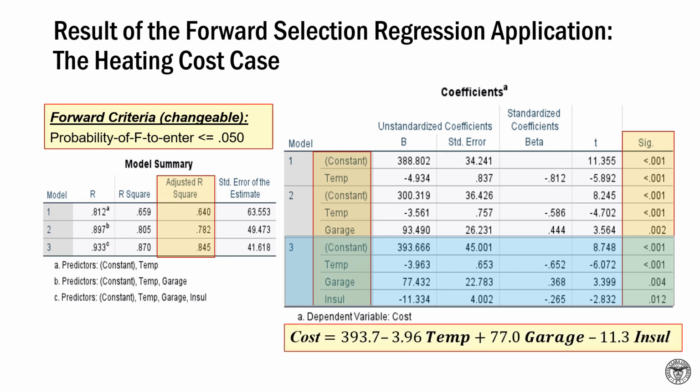Thus, the final multiple regression model is cost equals 393.7 minus 3.96 times temperature plus 77.0 times garage minus 11.3 times insulation.